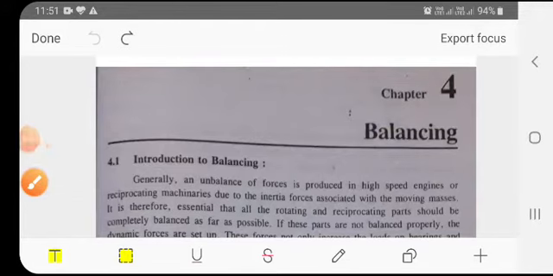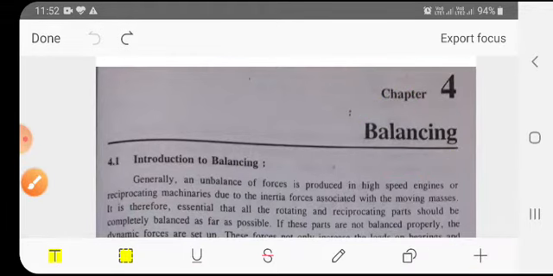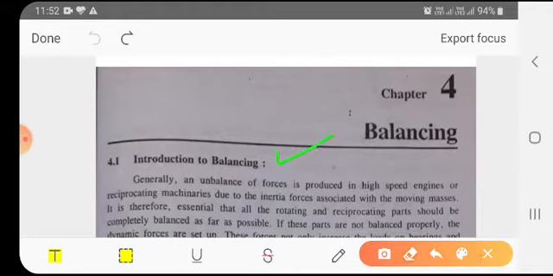Student, in the previous video we already discussed the first unit, that is basic kinematics, from the subject Mechanics of Machines. Now I would like to discuss the fourth chapter, that is balancing. In this video I would like to discuss the introduction of balancing and its definition.